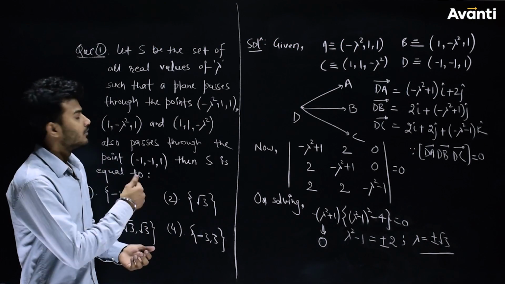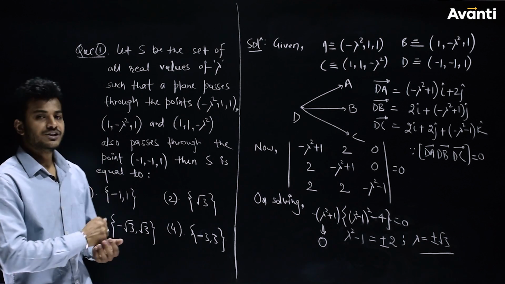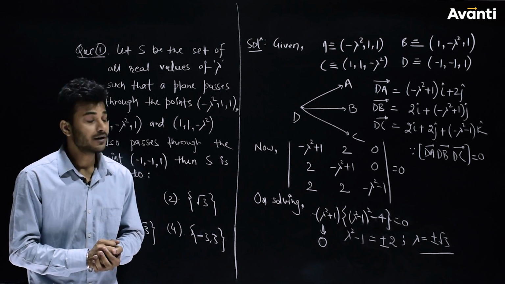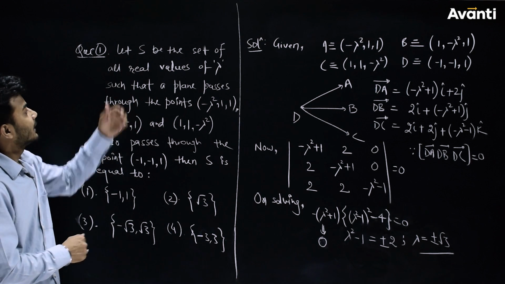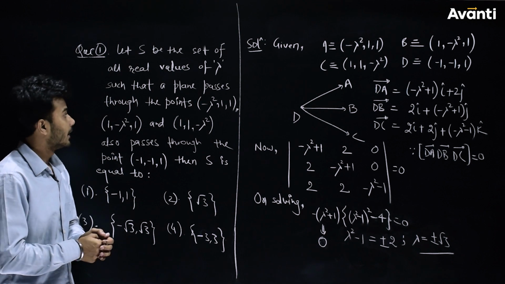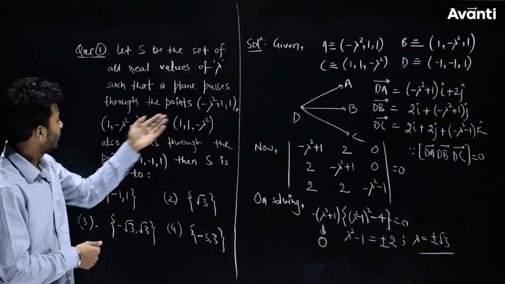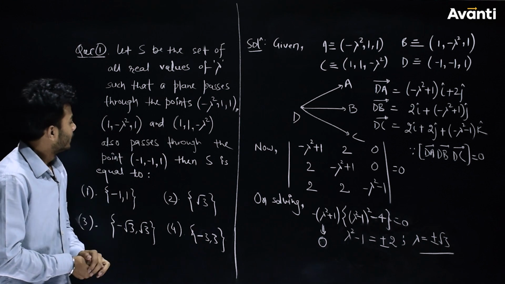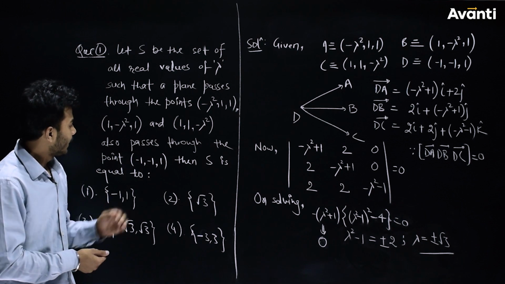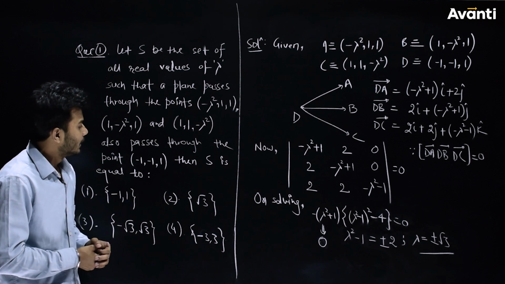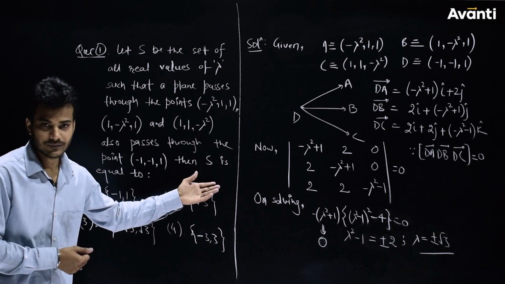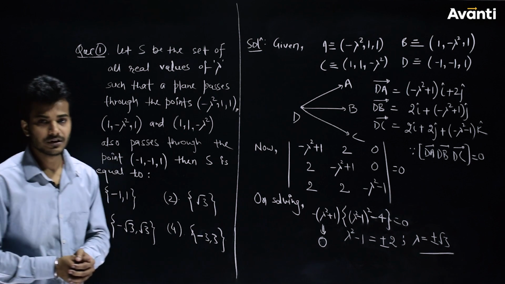So let's start with the very first problem, and this problem is from the chapter Vectors and 3D Algebra. Alright, the problem is: let S be the set of all real values of lambda such that a plane passes through the points, and we have 3 points here, and also passes through the point (-1, -1, -1). Then we are supposed to find set S, and there are 4 options given.